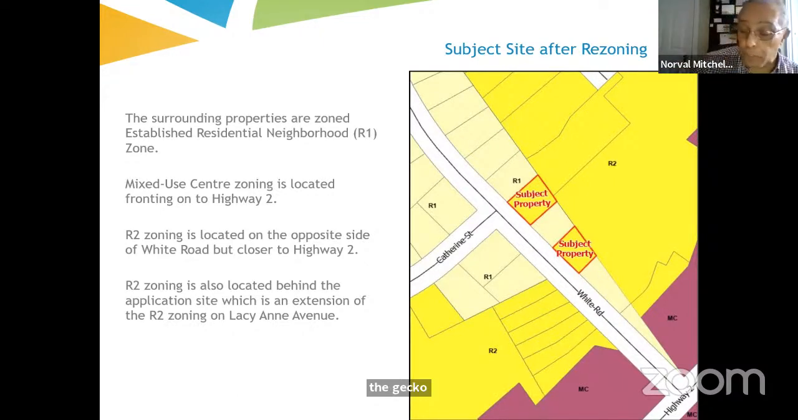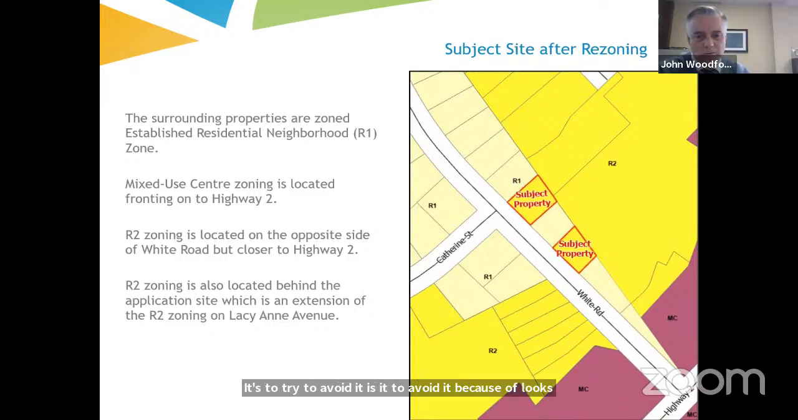Is it to avoid it because of looks? Through you, Mr. Chair, well, it's more the predictability for the residents that live on that street. It's, again, just the compatibility. And there is an aesthetic issue as well, sure, where you go from a property with similar looks with one driveway to the next property with two driveways, then back to one with one driveway and so on.